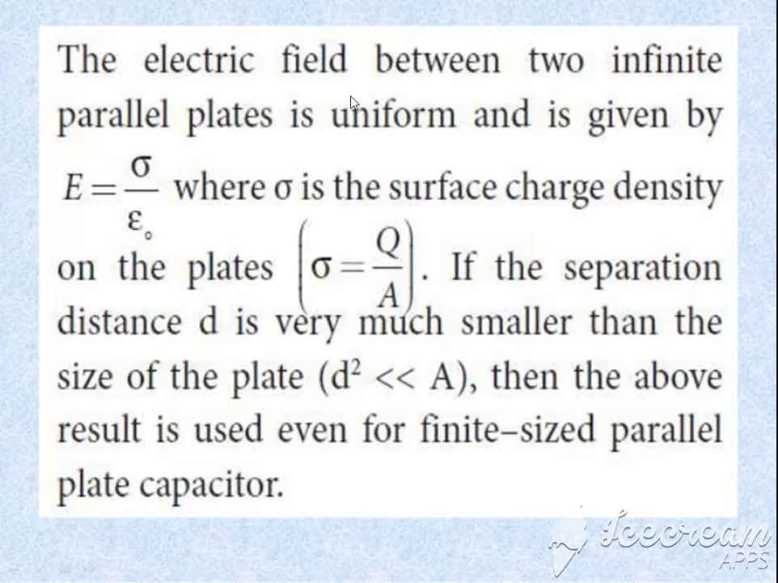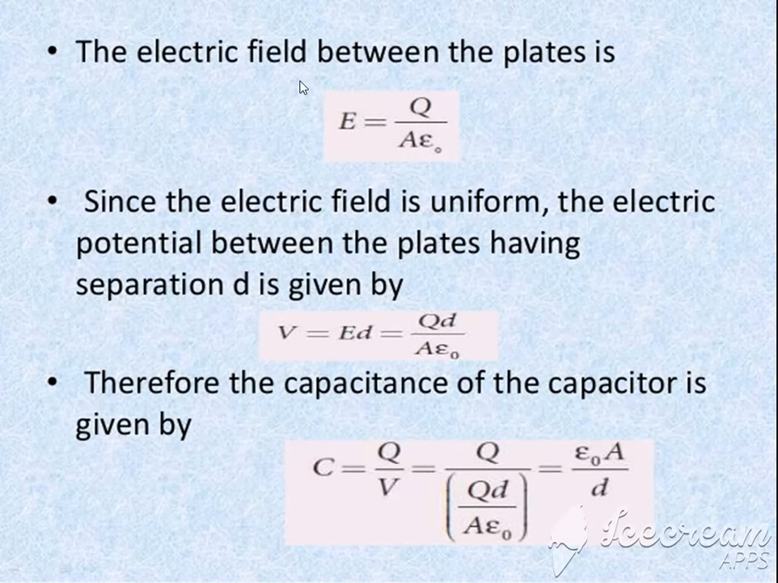The electric field between two infinite parallel plates is uniform and is given by E is equal to sigma by epsilon naught. If you remember the application of Gauss law to the two charged plates, when we solved it, the electric field intensity in between the plates was sigma by epsilon naught when there was plus and minus charge on the plates. It was sigma by epsilon naught. Sigma is Q by A, so E is Q by A epsilon naught.